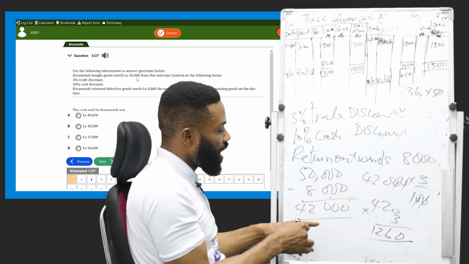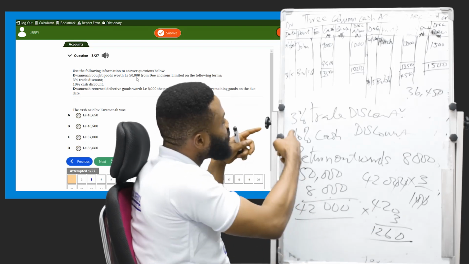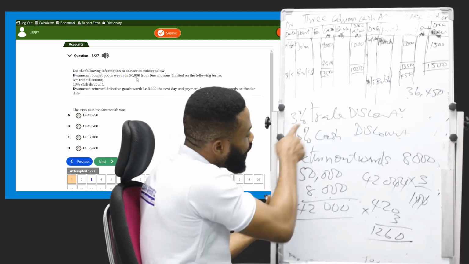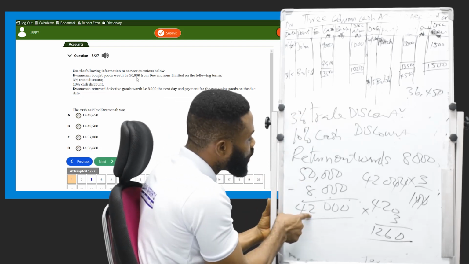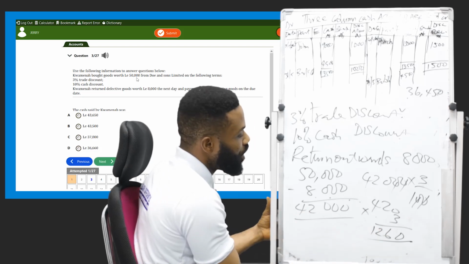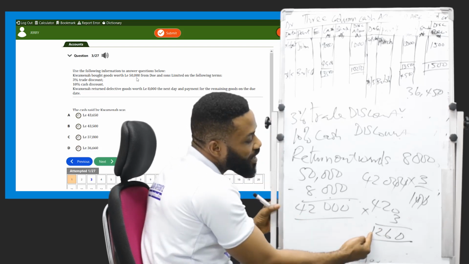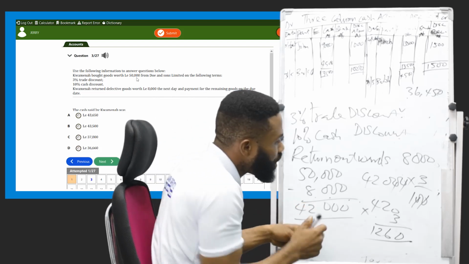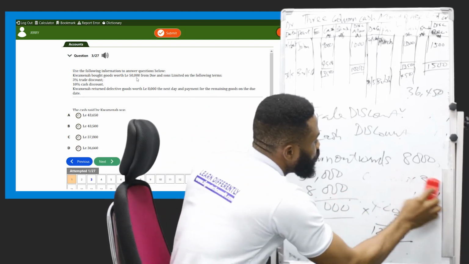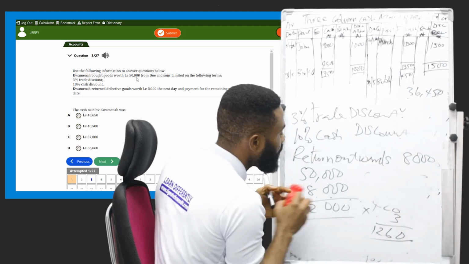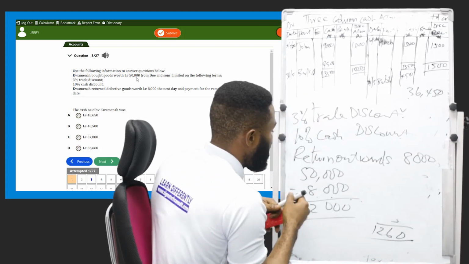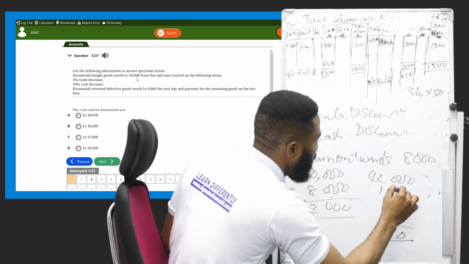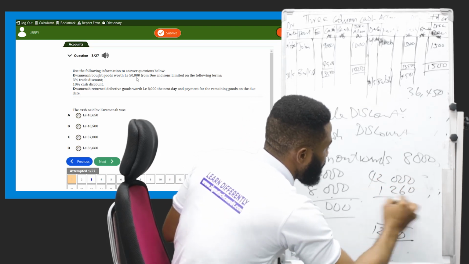So when you remove 3%, we will calculate 3% of this value on 42,000, you have 1,260. So you are going to subtract 1,260 from the 42,000. So let's do that. If you subtract this, you have 42,123 minus 1,260.